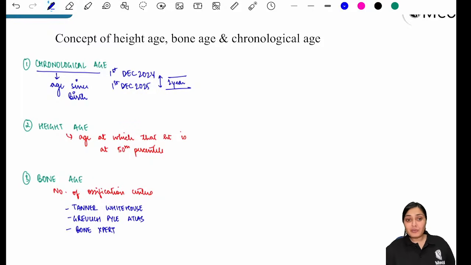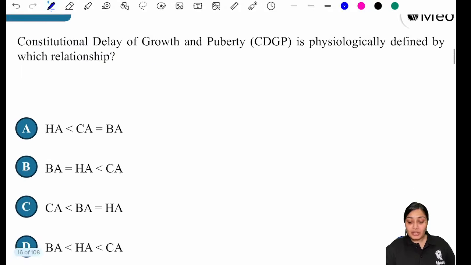We have different methods: Tanner-Whitehouse method, Greulich-Pyle Atlas, and BoneXpert, which is an app. So all of these things come in handy when you evaluate the height of the child. Right, so this is about the concept of bone age and height age.